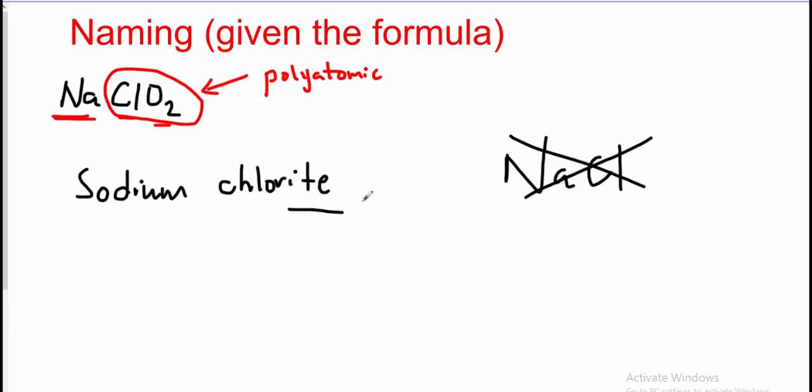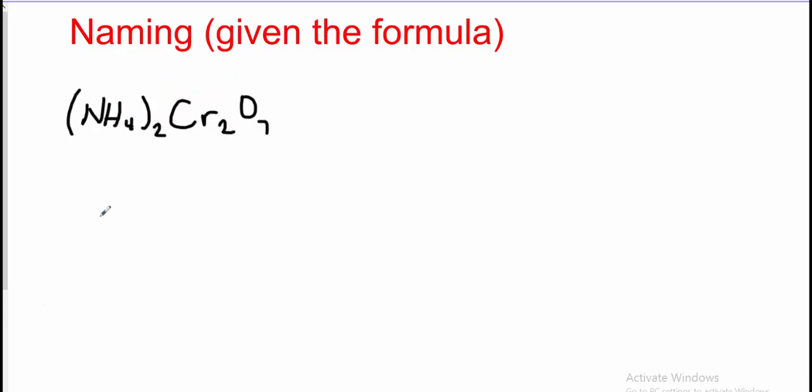Let's do a more difficult example. Here's one that looks a little bit daunting: (NH4)2Cr2O7. Again, the first trick here is recognizing that you have a polyatomic ion, and I can see that because I have more than one element present here. There must be a polyatomic ion in here.